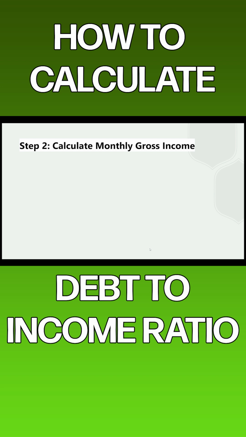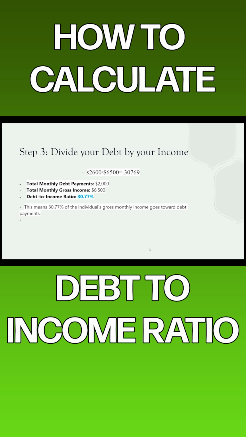Step 2 is to take a look at your income sources. So let's say in this example, your income sources are these 3 sources, which total $6,500. So your debt to income is simply your debt, $2,600, divided by your income, $6,500, which gives you a debt to income ratio of 30.77%, which means that 30.77% of your gross monthly income goes toward debt payments.